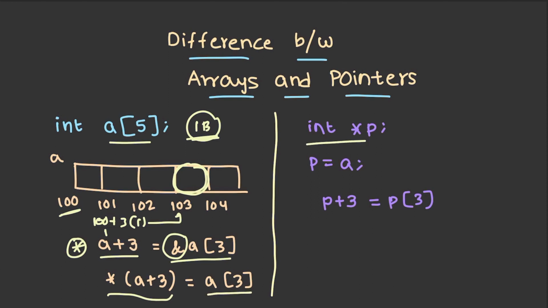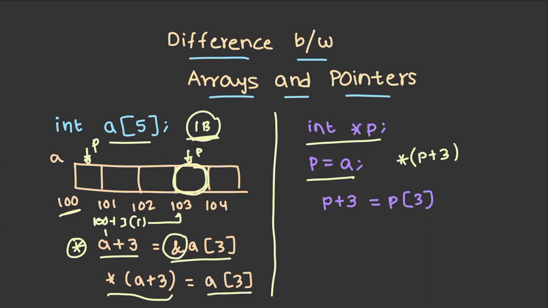Now if you are having an integer pointer, you made the pointer point to the first location of the array. So the pointer is actually pointing to this location. You can actually get it with the help of p plus 3, which actually moves the pointer to this location, and if you want the content, you can put a dereferencing operator before it.